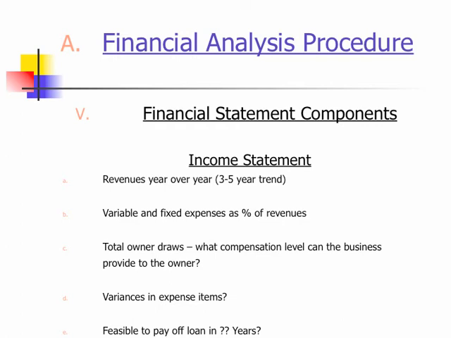Total owner draws. What compensation do you need as the owner, or can the business provide? We want to make sure that the money we as business owners get out of the business is sufficient for our needs. We also want to look at any variances in expense items and be able to give a reason as to why there are these variances. And is it feasible to pay off the loan with the cash flow, the loan that we'll take to buy the business? In the business growth model seminar that we have, we're really looking for businesses that have a cash flow that can provide us with the ability to pay off the loan in a 5-year period.